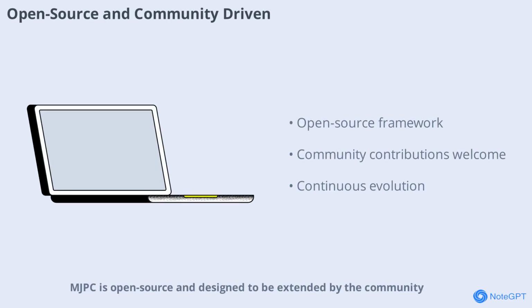MJPC is open source and designed to be extended by the community. Researchers and developers are encouraged to contribute, improve, and adapt the tool for their own needs. This collaborative approach ensures that MJPC will continue to evolve and support cutting-edge robotics research.